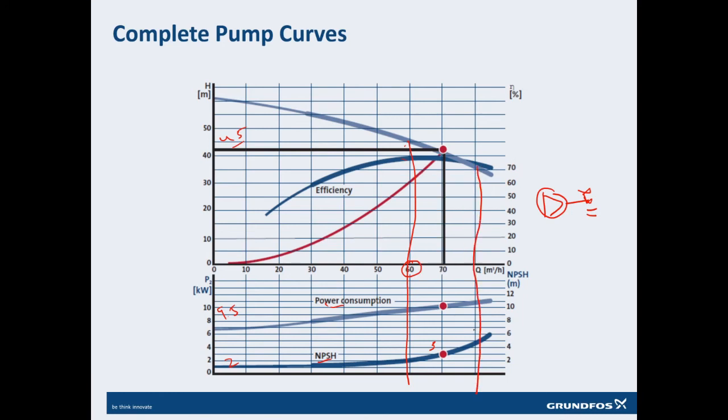I will go here. What will happen if I go here? My flow will go to 80. My pressure will go to 35. My NPSH will go to very high, which is 5. My power consumption will go to 11. So I will increase all the parameters of the pump just by changing one throttling valve after the pump. So that's why it is very important to have the pump curve and to understand how it is operating.